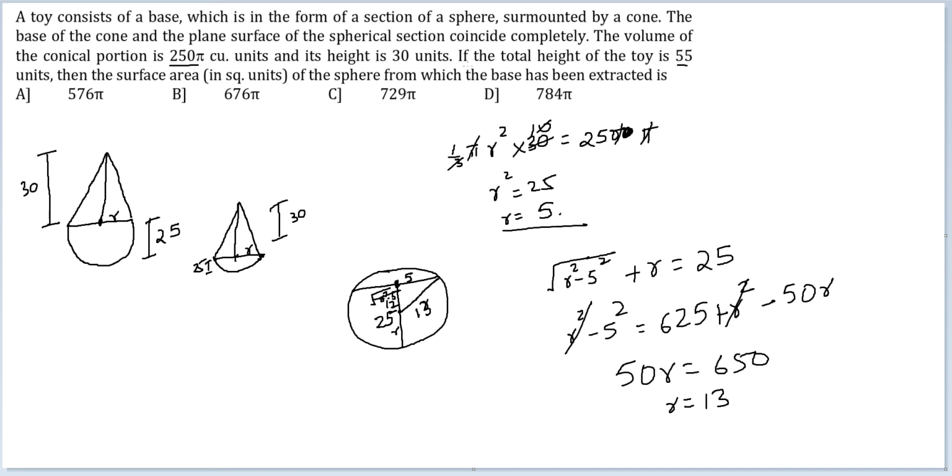Now, if the total height of the toy is 55, then the surface area in square units of the sphere from which the base has been extracted. So we know the radius of the sphere to be 13 now. So surface area would be 4πr², or 169. 4 into 169 is 676π. The answer to this question will be option B.